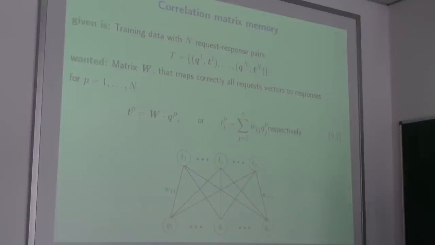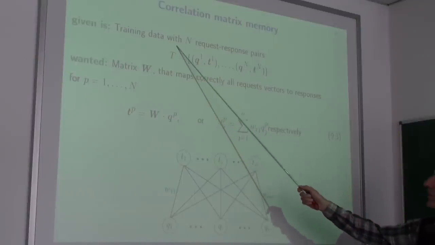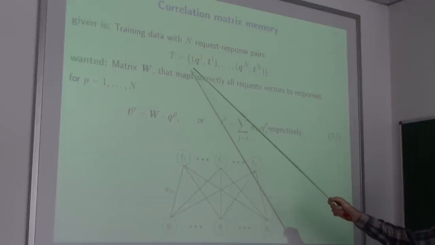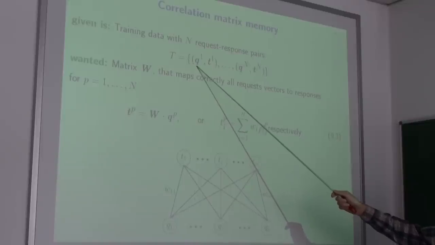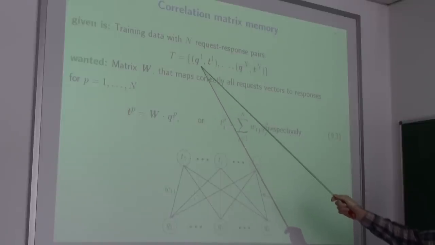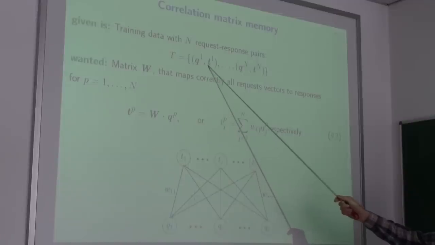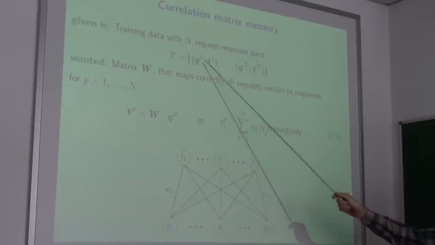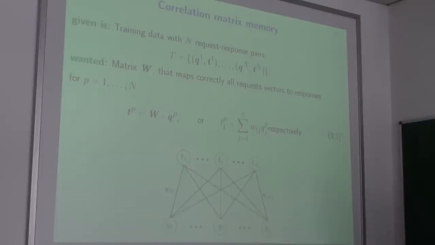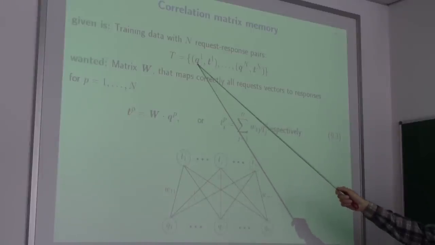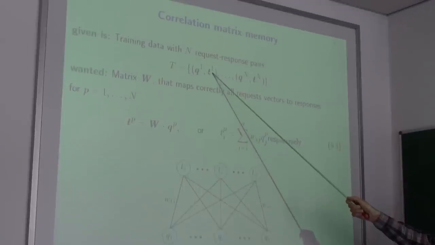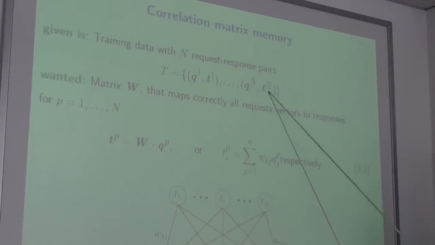Okay, so now again, we suppose we have such a set of training data where each sample consists of an input pattern and the corresponding output pattern. The input pattern is called Q, from query, and the output pattern is denoted T, like target. It's a target value. So I want to have an associative memory that maps Q1 onto T1, up to Qn to Tn.